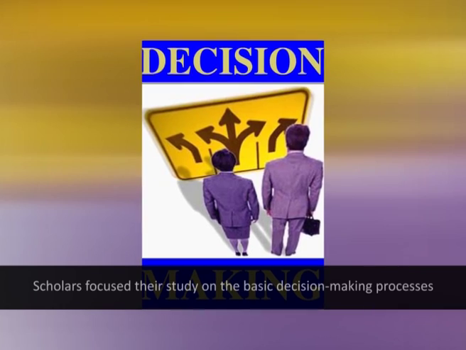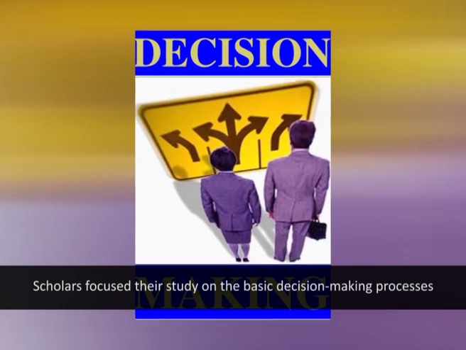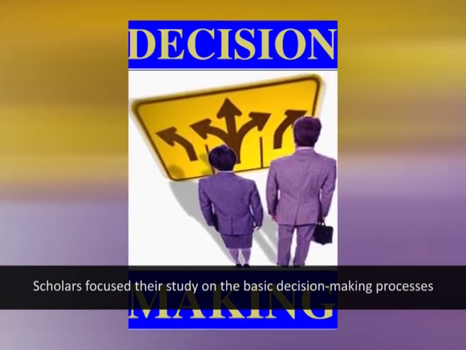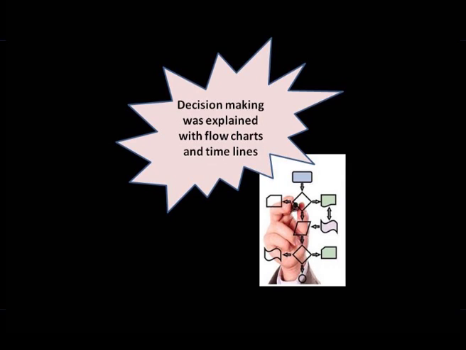There were scholars who focused their study on the basic decision making processes. Their goal was to explain decision making empirically with the help of flowcharts and timelines which could highlight the orderly steps within the decision making process. This was done to see what stages encompass the decision making process and whether they were overlapping, followed logically or varied over time.